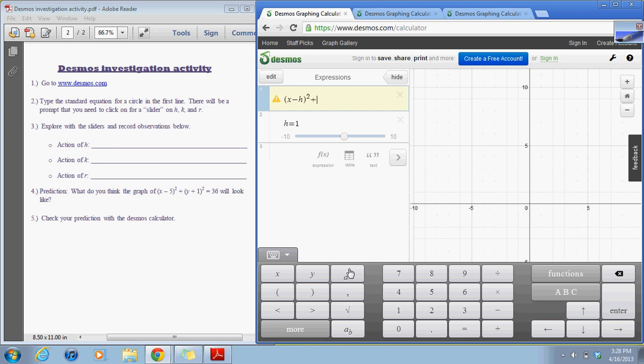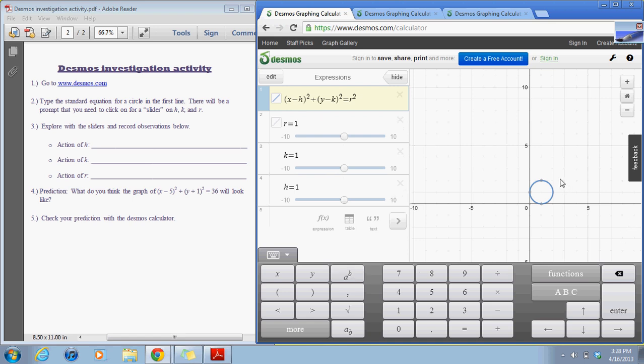And we're going to use plus, and we're going to do the same thing for y minus k. Again, another slider, click yes, and let's use the exponent for quantity squared. Set that equal to r, one more slider, we're going to say r squared.